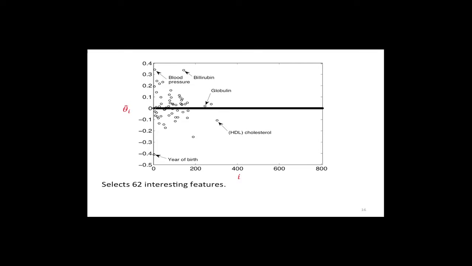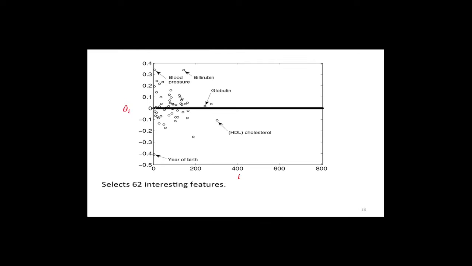We will get to that later. So if you apply this sort of regularized estimator, this is what you get. You see that most of the entries here are zero. Most of the parameters are zero, as we expected. You had around 800 features, but 62 of them are non-zero.